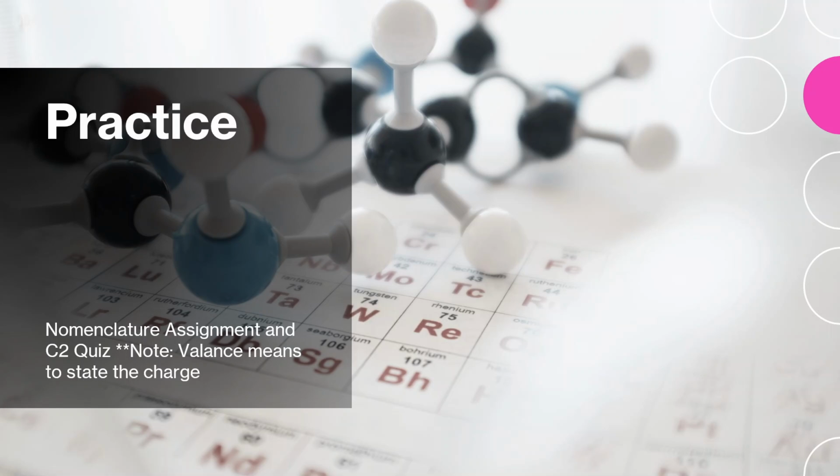So at this point, I want you to go and try your practice questions. So there's a nomenclature assignment on your Brightspace, and then also there is the C2 daily quiz. One note about this quiz, valence. It mentions valence, which we didn't really talk about in the video, but basically in the context of ionic compounds, it's just asking you what the charge is on that ion that's being formed, either the cation or the anion. And if you have any questions, just feel free to contact me.